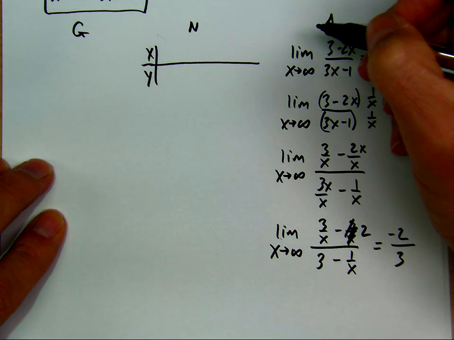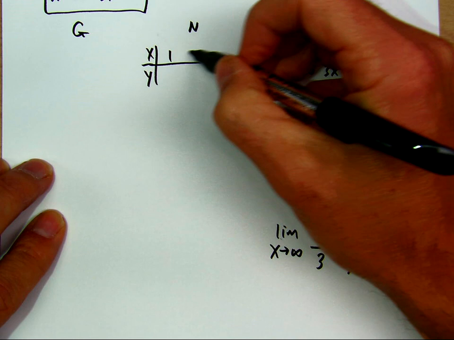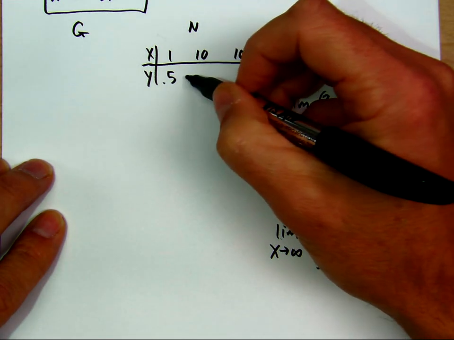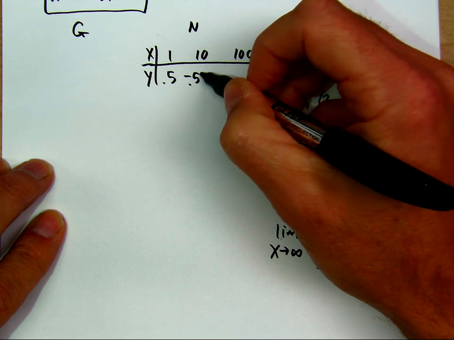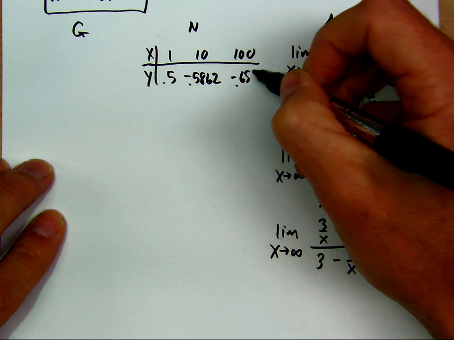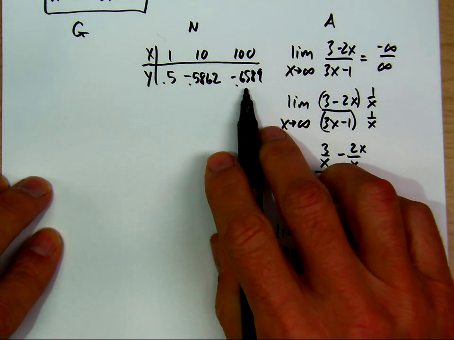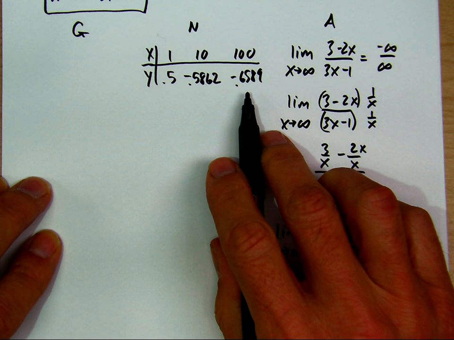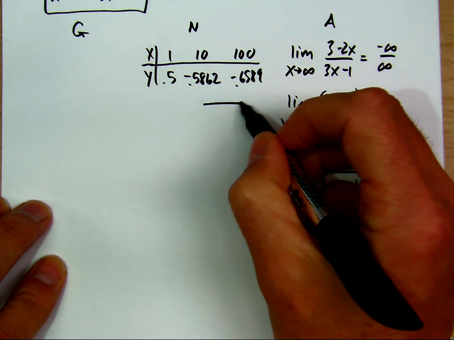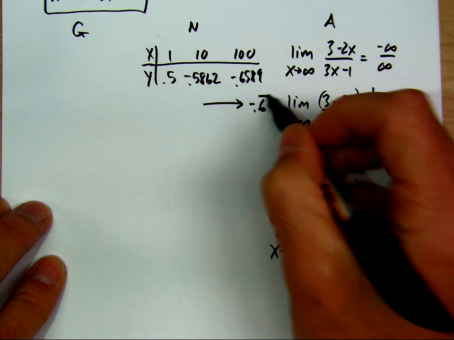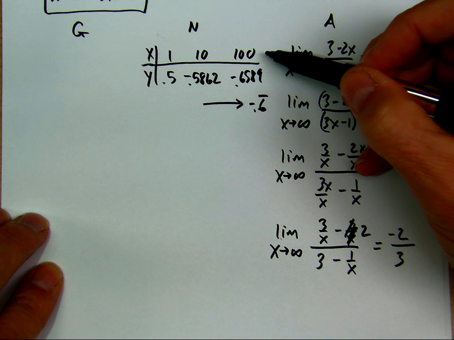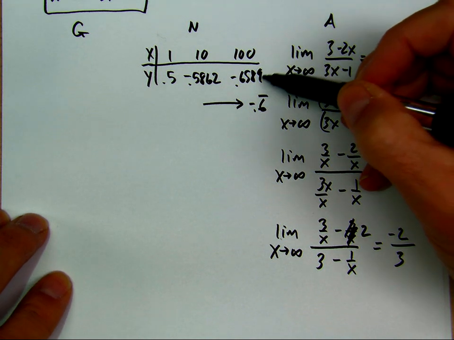Here we're going to the right, so let's choose numbers getting large to the right. And we have 0.5, negative 0.5862, and negative 0.6589. If we keep going, that's going to approach negative 0.6 repeating, which is negative 2/3. So this is approaching negative 0.6. And if you didn't see that in this table, then just go further, choose 1,000 and 10,000, and you'll just see more 6's appearing here.